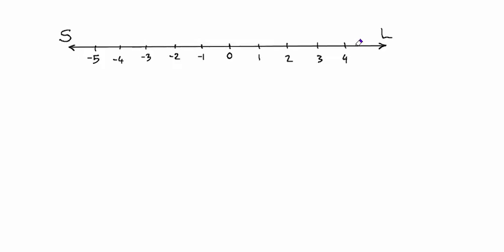So if I were to just put 2 marks on this number line and call this A and call this B, even though you don't know what A and B are, because A is on the left of B, you could conclude that A is less than B.